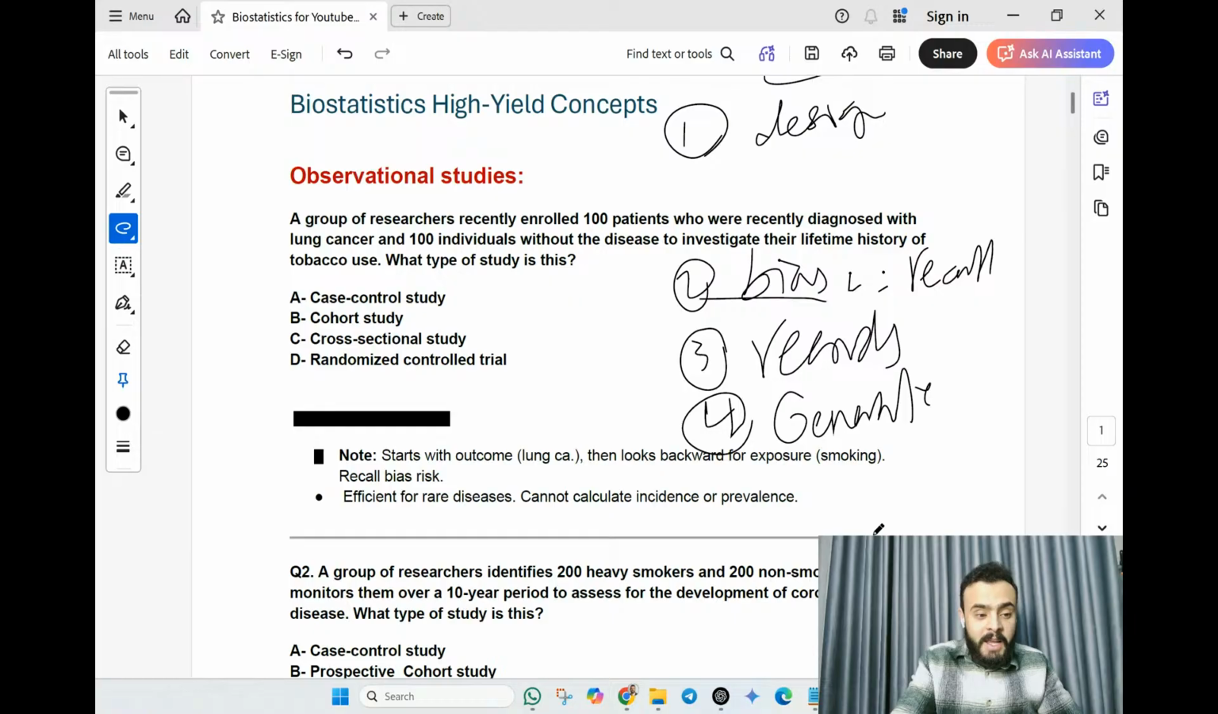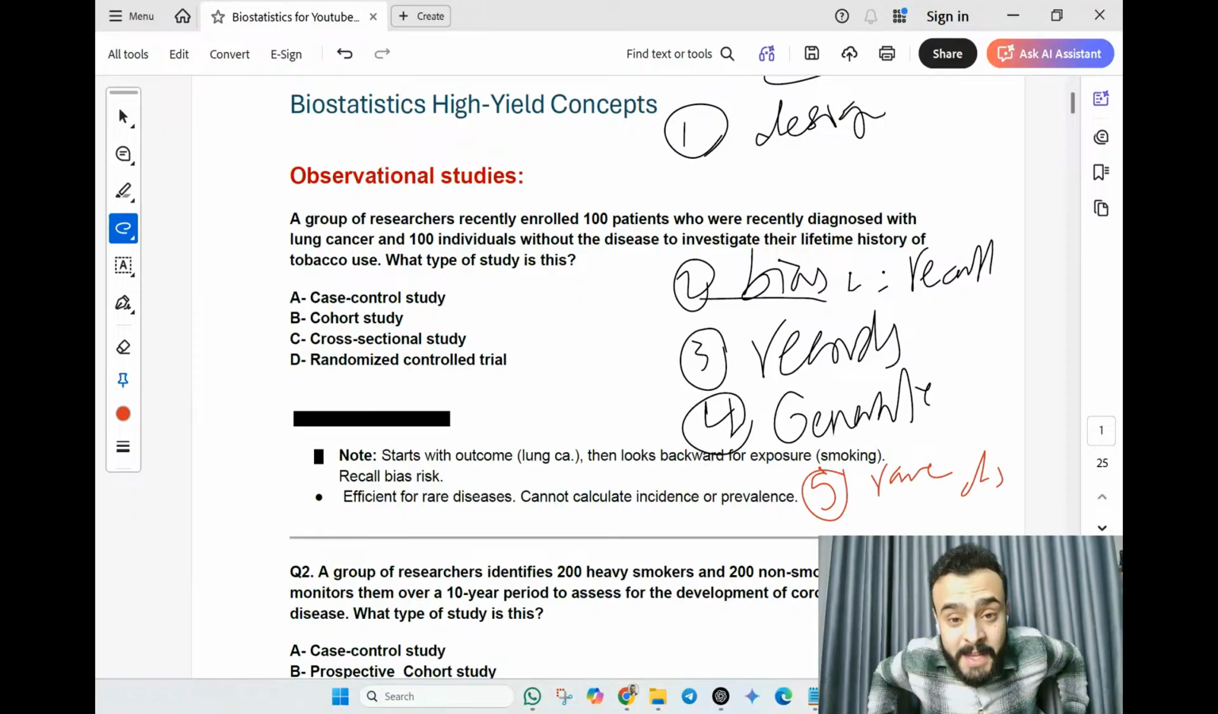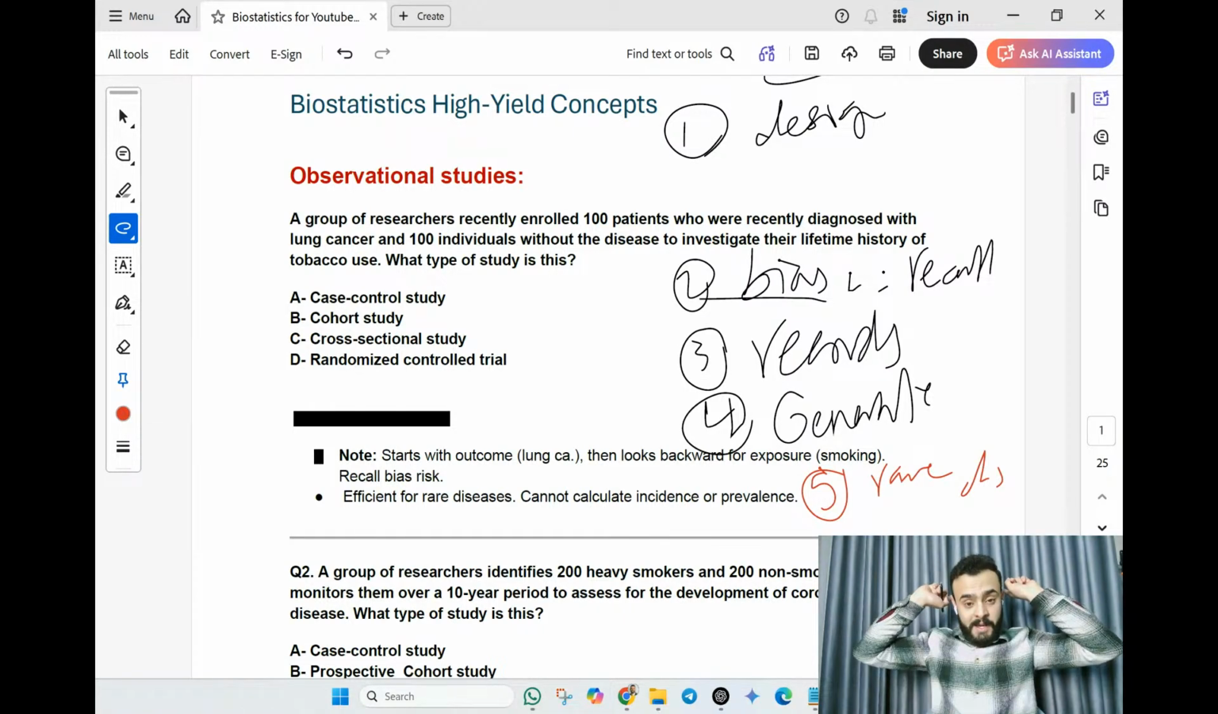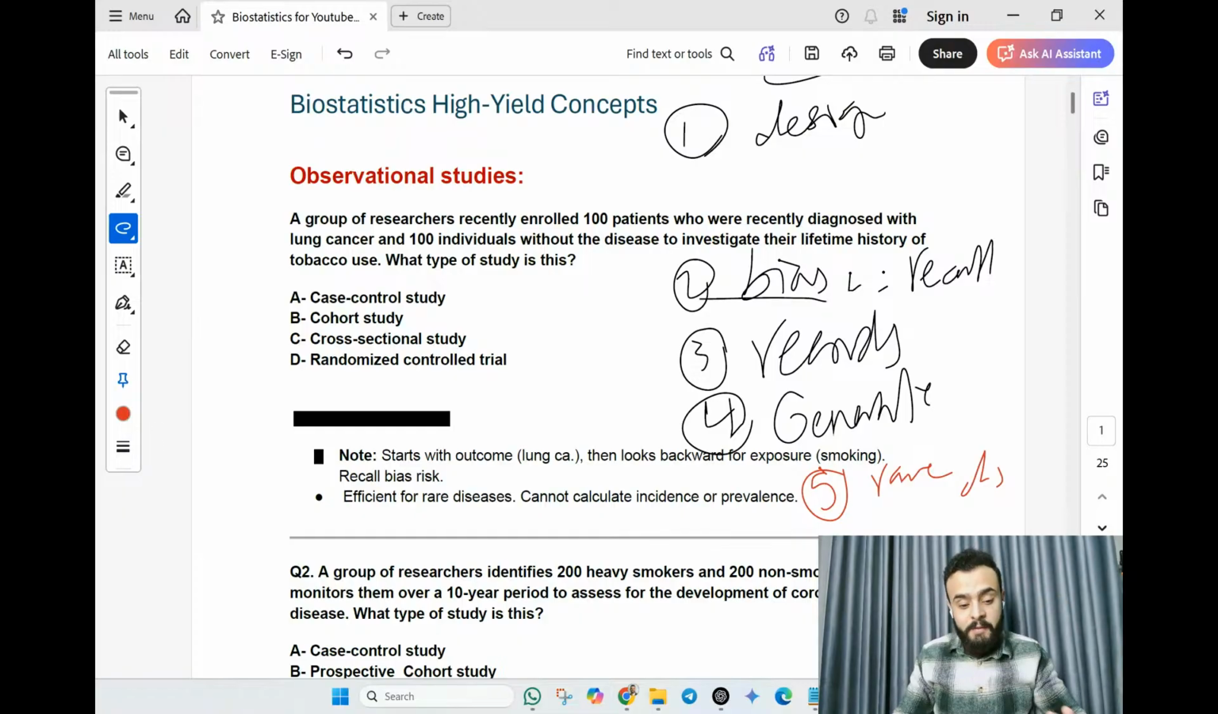What else? The next point, guys, point number five: it is the best one for rare disease. How is that? If the disease is rare in my city, I want to study the disease, I can simply bring the diseased people. Let's say I brought 10, then I will bring controls for those diseased people, then I will ask about the past exposure. So this is the best design for rare diseases. Clear? The best design for rare diseases. Okay, so those are the five question types USMLE will ask you about case control.